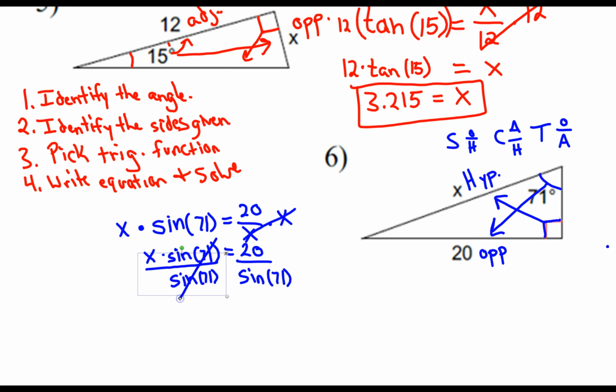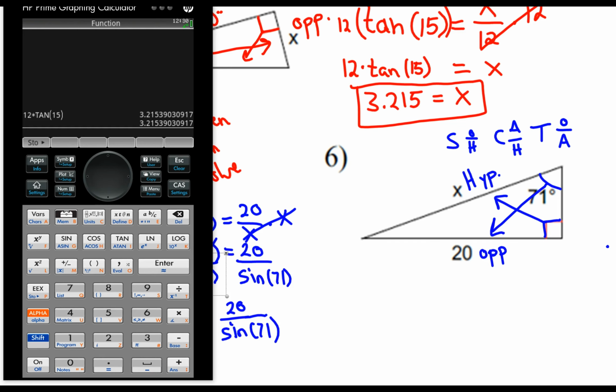Now this side cancels out. That whole thing cancels because we divided by the whole thing. So on this side, I'm left with x. On this side, I'm left with 20 divided by the sine of 71. Now we're going to do the same thing, put this in our calculators to get a final answer.